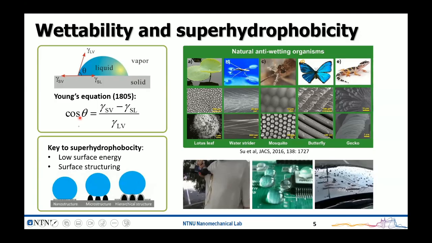When it's below 90 degrees, we call it hydrophilic, the surface likes water. When it's above 90 degrees, the surface hates the water. We call it hydrophobic.